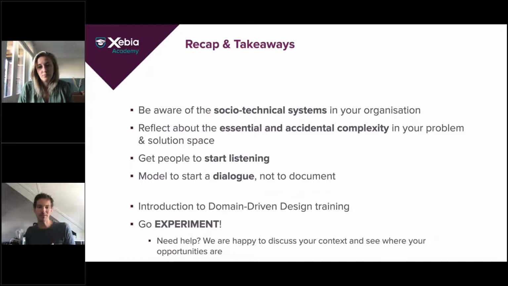So the biggest thing is go experiment, right? Go start to try things out, but maybe you need a bit more domain-driven design knowledge. Well, at Academy, we have an introduction to DDD training, which is 4 hours online. So definitely, if you have more interest, check that out. And of course, we can help.